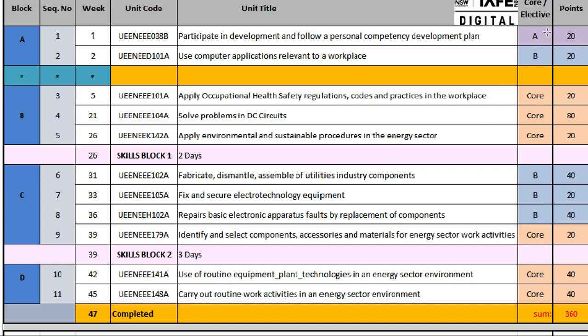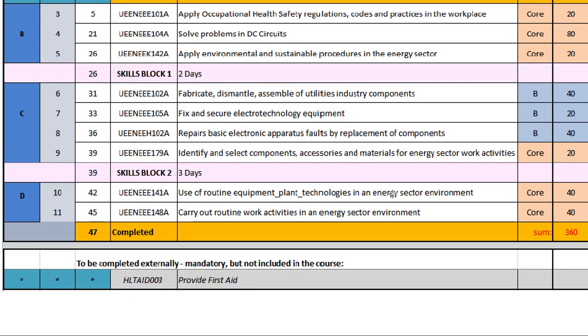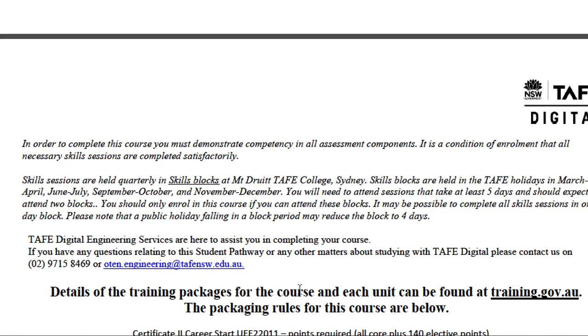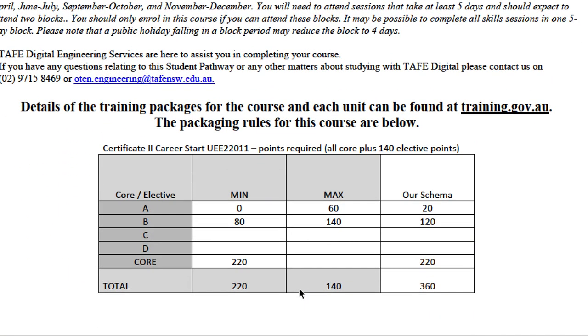This student pathway also tells you whether it's a core unit or an elective unit. As we see here, 38B, participate in development and follow a personal competency development plan, is in elective group A and is with 20 points. D101 is B with 20 points. E101A is a core unit and it's with 20 points. And the sum of points in this course, what we deliver, is 360 points. And scroll to the last page of the development plan.